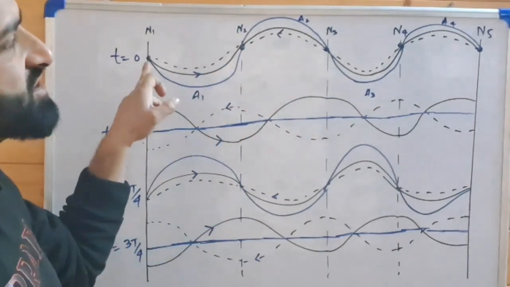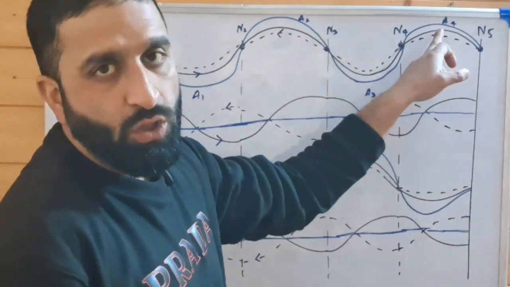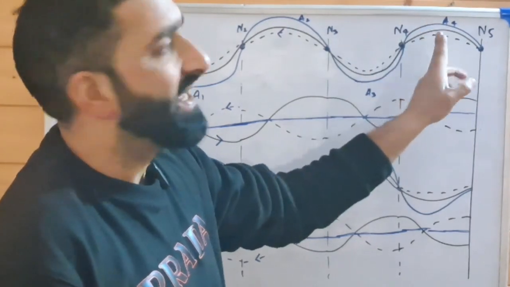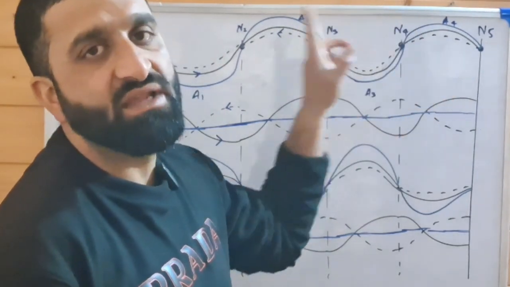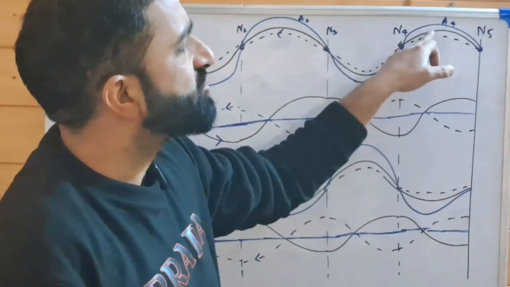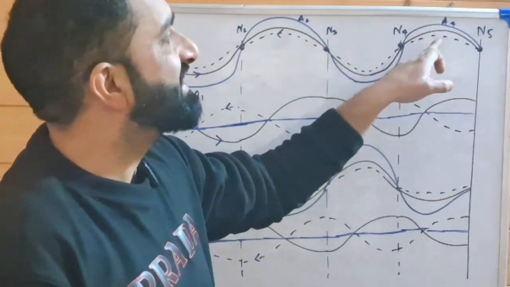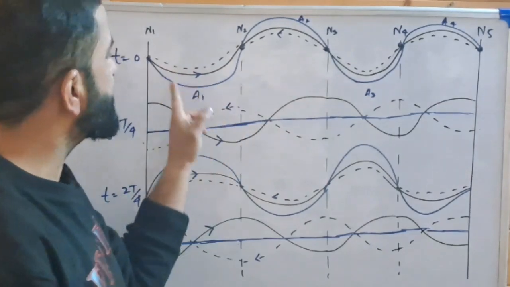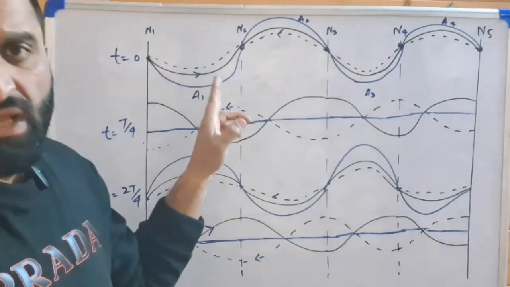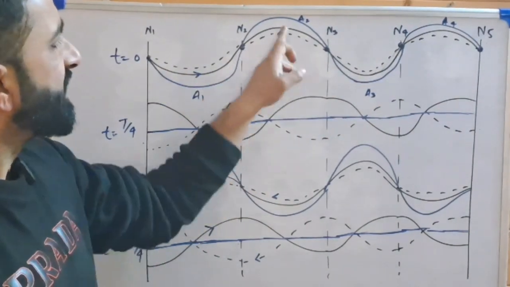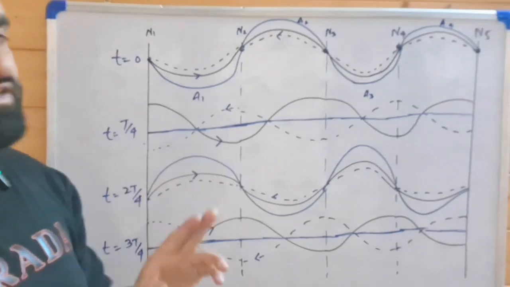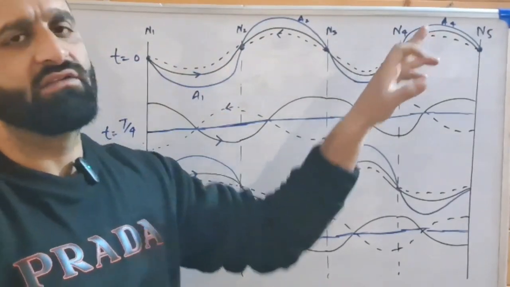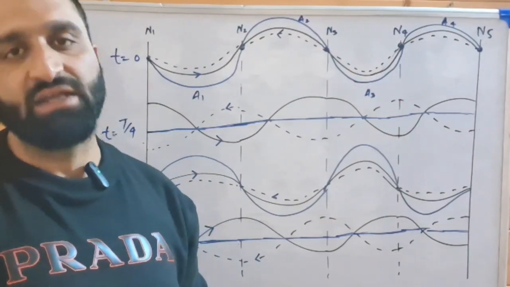We can see that when t is equal to 0, the crest of the progressive wave in the x direction falls on the crest of the reflected wave in the negative x direction. So when these two waves superpose, crest falls on crest, which leads to an increase in the amplitude. The stationary wave is shown by the blue line, having antinodes A1, A2, A3 and A4, and the nodes are fixed here, that is N1, N2, N3, N4 and N5. The nodes are the points which are permanently at rest.